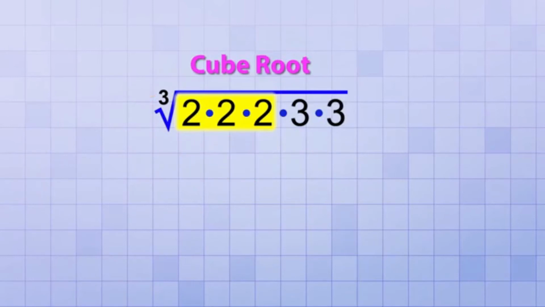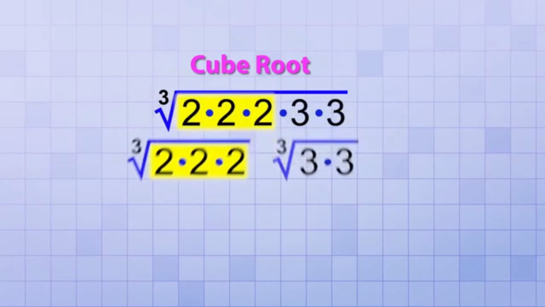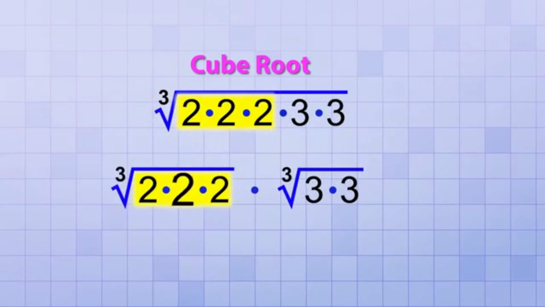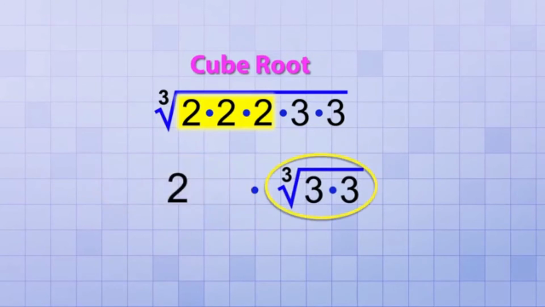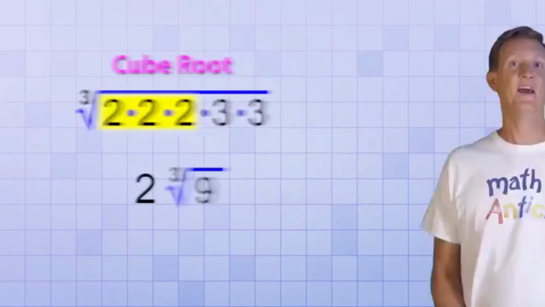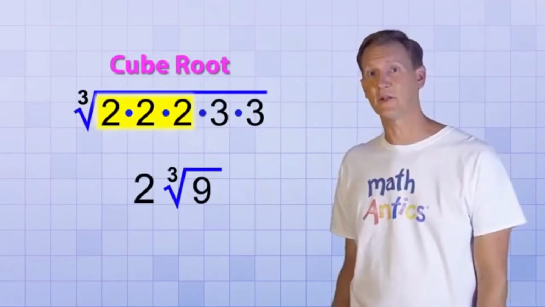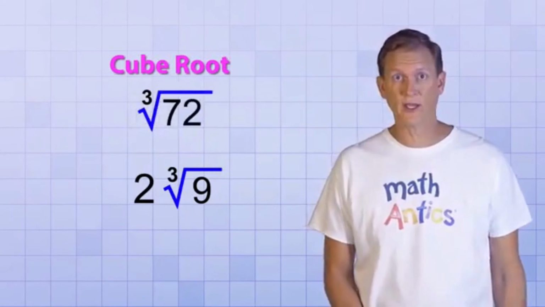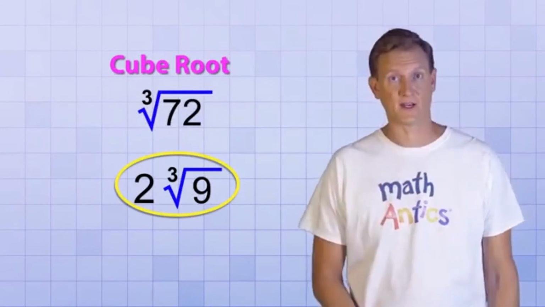Also, like before, we can use our rule to break this problem up into the cube root of 2 times 2 times 2 times the cube root of 3 times 3. This first part simplifies to 2. Well, the second part can't be simplified any further, so we just recombine it to the cube root of 9. There, the simplified version of the cube root of 72 is 2 times the cube root of 9.